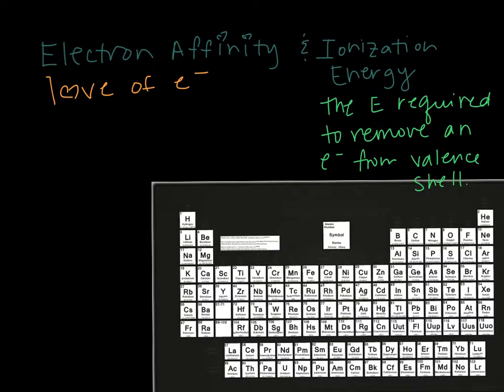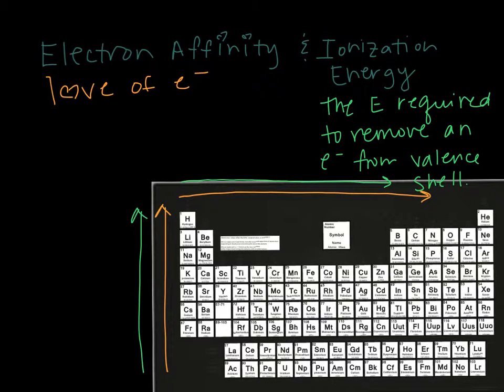So if you have an atom that has a love of electrons, then they would want to pull it in close, right? You love someone, you want to pull them in close. So this is going to have the same trend as electronegativity, because electronegative atoms pull their electrons in close. So electron affinity increases with electronegativity. And ionization energy does too, because if they're holding their electrons in really close, it's going to be harder to remove those electrons.